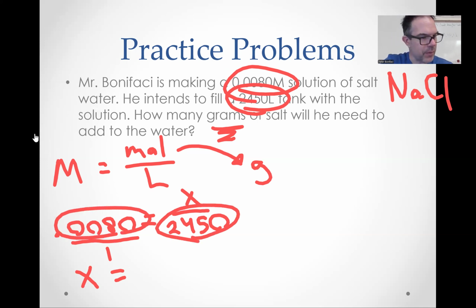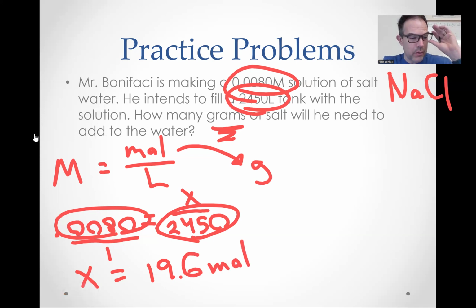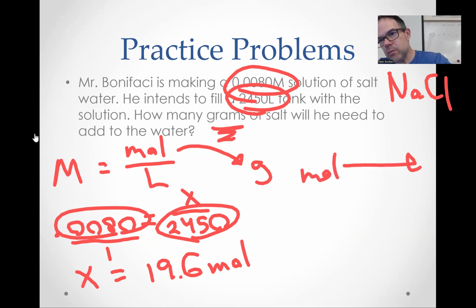So you multiply them, right? I'm getting 19.6, and that's moles. Okay. Now we are not done, because that just got us to moles and we need to get to grams. Now, remember the way you go from moles to grams is you multiply times the molar mass. Just divide the other way, right?